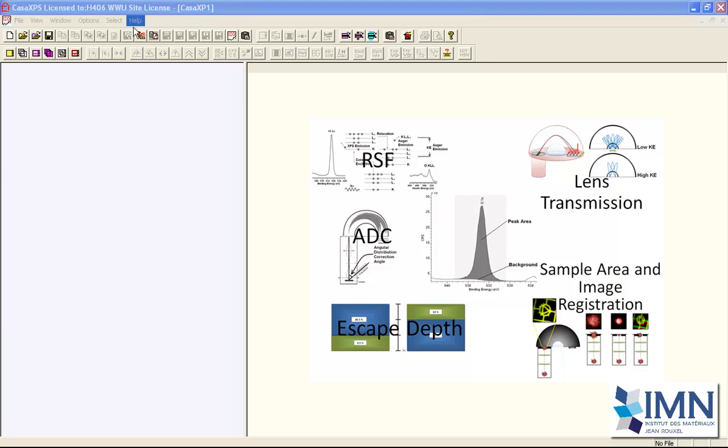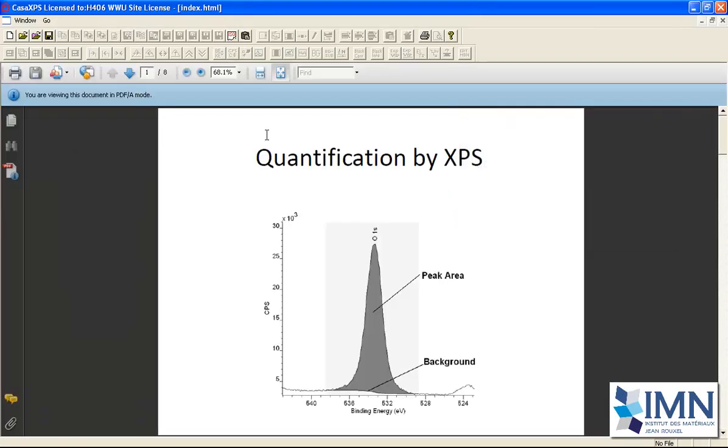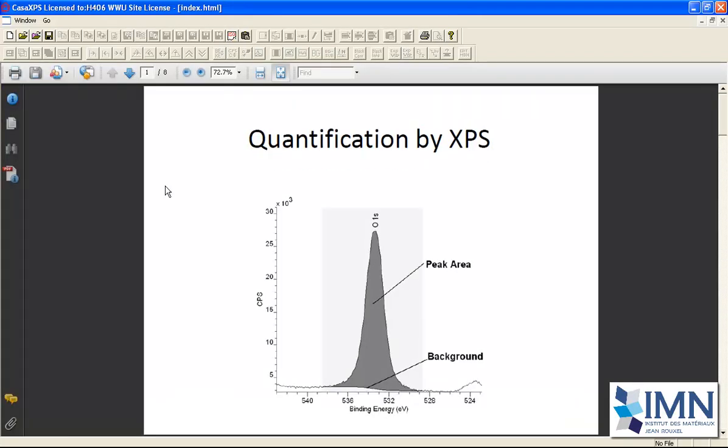XPS is a quantifiable technique in the sense that electrons leaving the sample have a probability of arriving at the detector and being recorded, and the relationship between the electrons arriving at the detector and the electrons leaving the sample are a measure of the amount of substance.